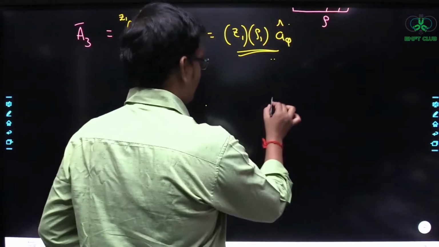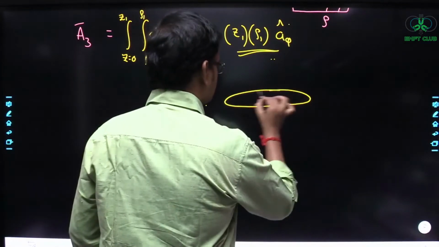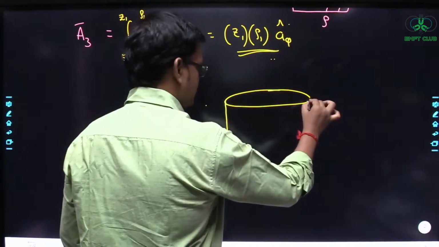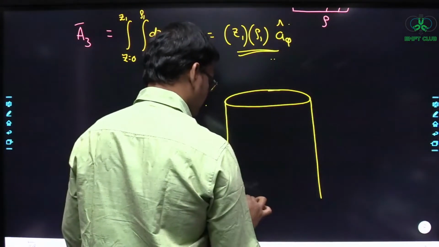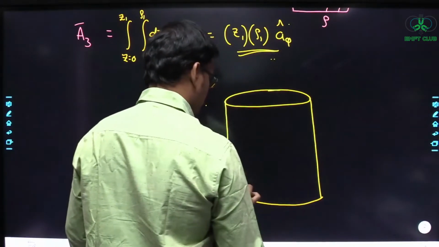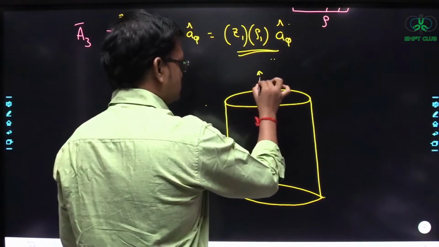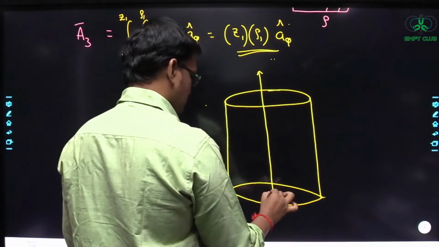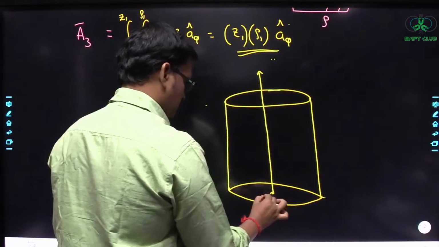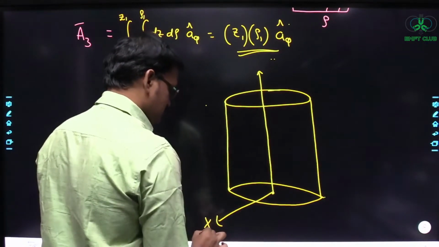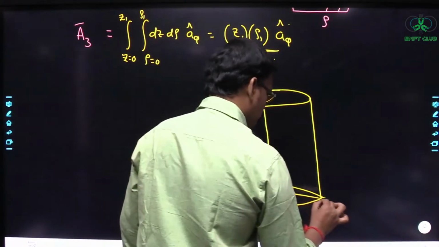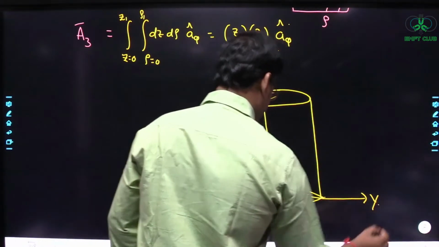Now see here. This is the cylinder. Let us say this is the cylinder, and this is the z axis. And here you have the x axis, and here you have the y axis, right?